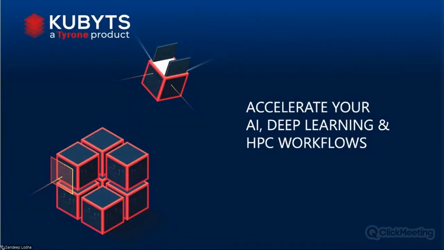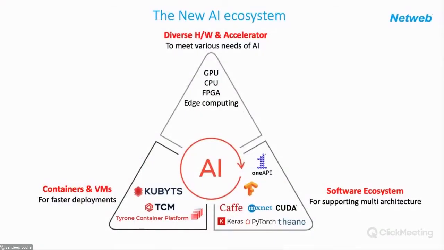Coming down to a qubit ecosystem, which we do have. Explaining this, today we have GPUs, CPUs, FPGAs, and edge computing related processors. We also have the software ecosystem, where we have oneAPI and things like that. We have Caffe, PyTorch, Theano, and TensorFlow and other stuff.